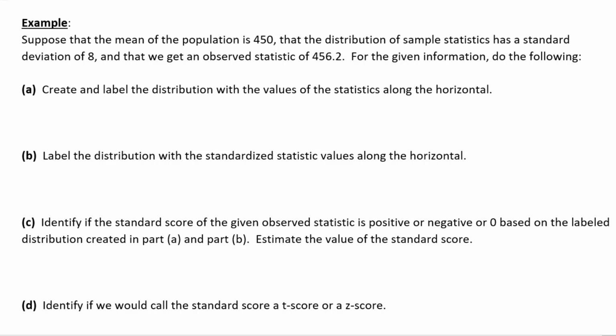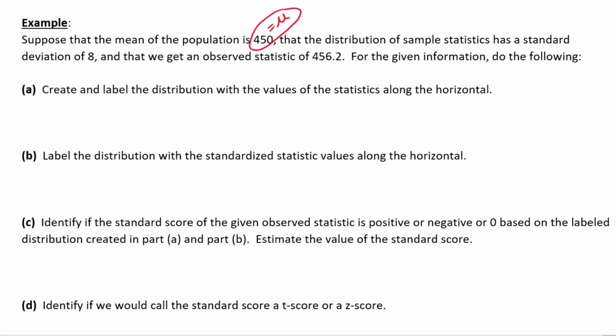In this example, we're told that the mean of a population is 450, that the distribution of sample statistics has a standard deviation of 8. Notice that that means the standard error is 8. And that we have gone out, collected a sample, and we have an observed statistic of 456.2. I will note that the 450 is the population mean, so its symbol is mu.